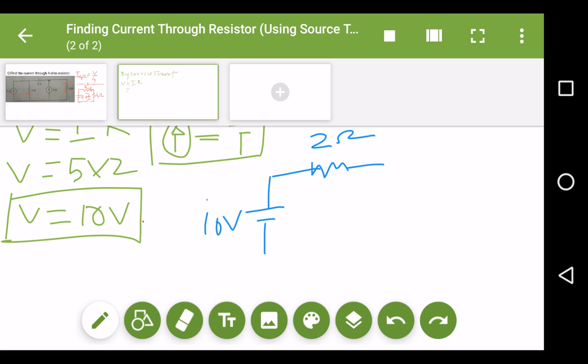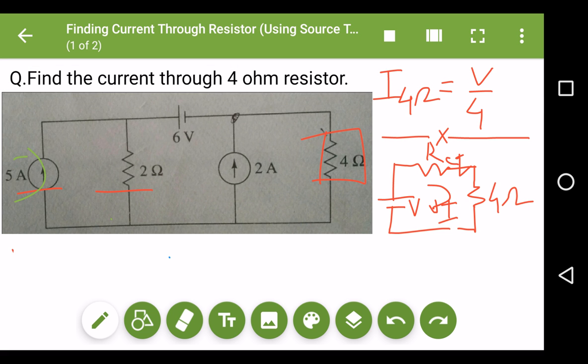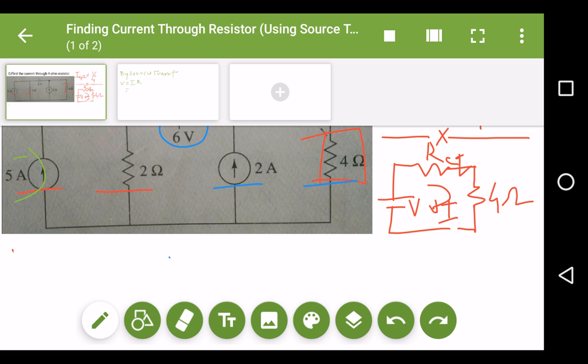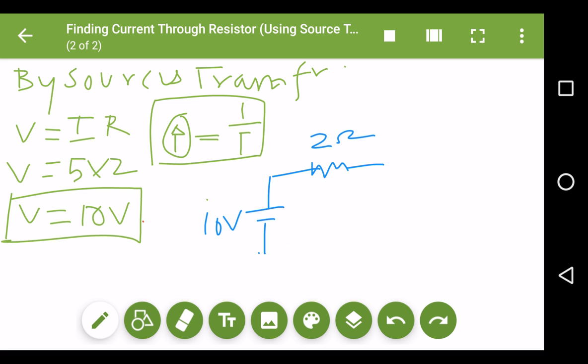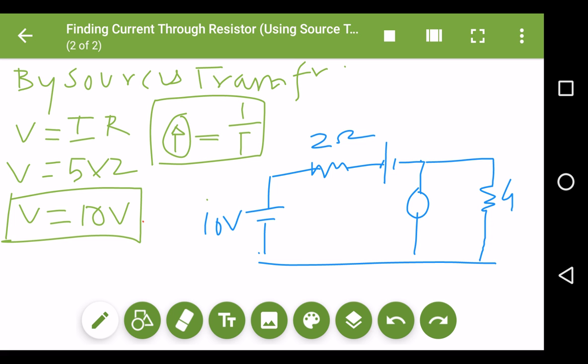Afterward, what is in my diagram is a 6 volt battery and these two things. So let me also draw this 6 volt battery like this, and a current source again, and my resistance of 4 ohms. This is a current source of 2 ampere, and this is the voltage source of 6 volt.